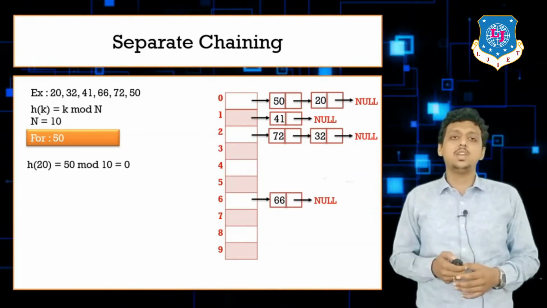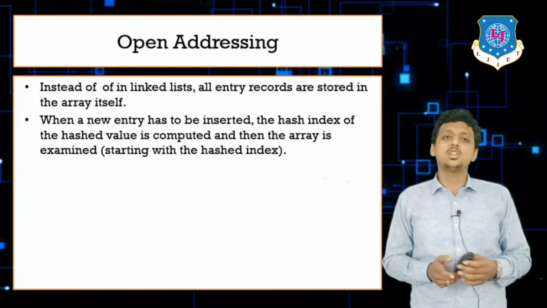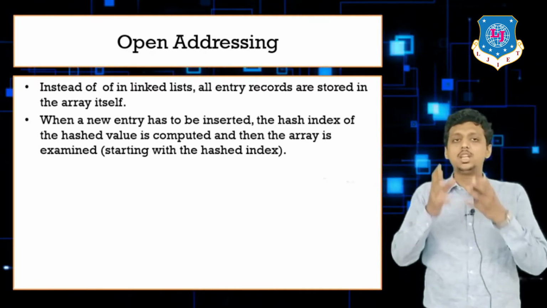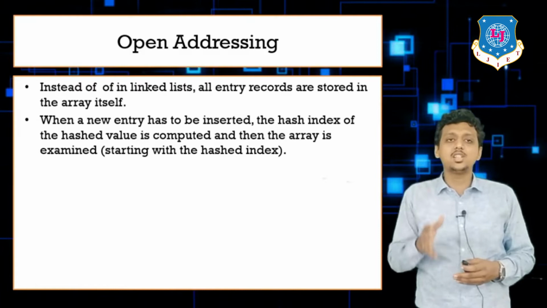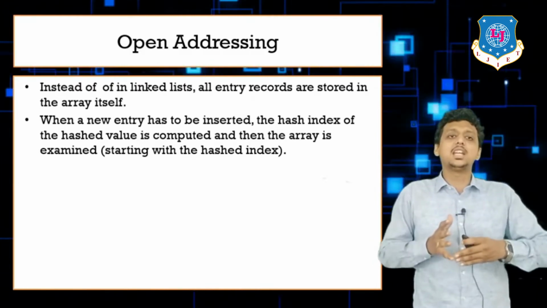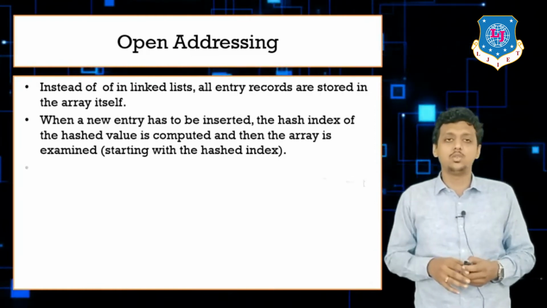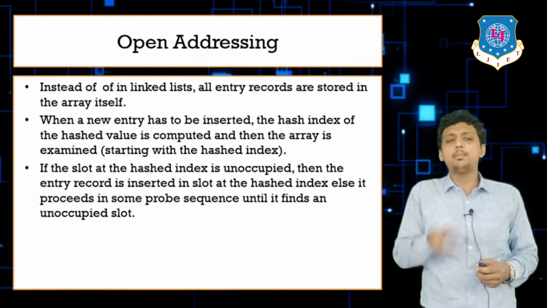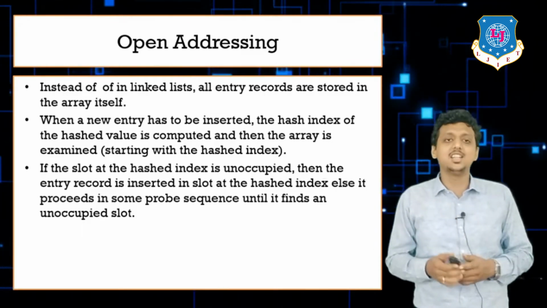Okay, now next we have the open addressing method. Students, in open addressing, instead of a linked list, we use records in the array, where every new entry is inserted at the hash index computed with a new formula, and the array is examined. If the place is available, then it is inserted there. So what do we mean by probes? Why are they known as linear probing, quadratic probing? That we will understand soon.